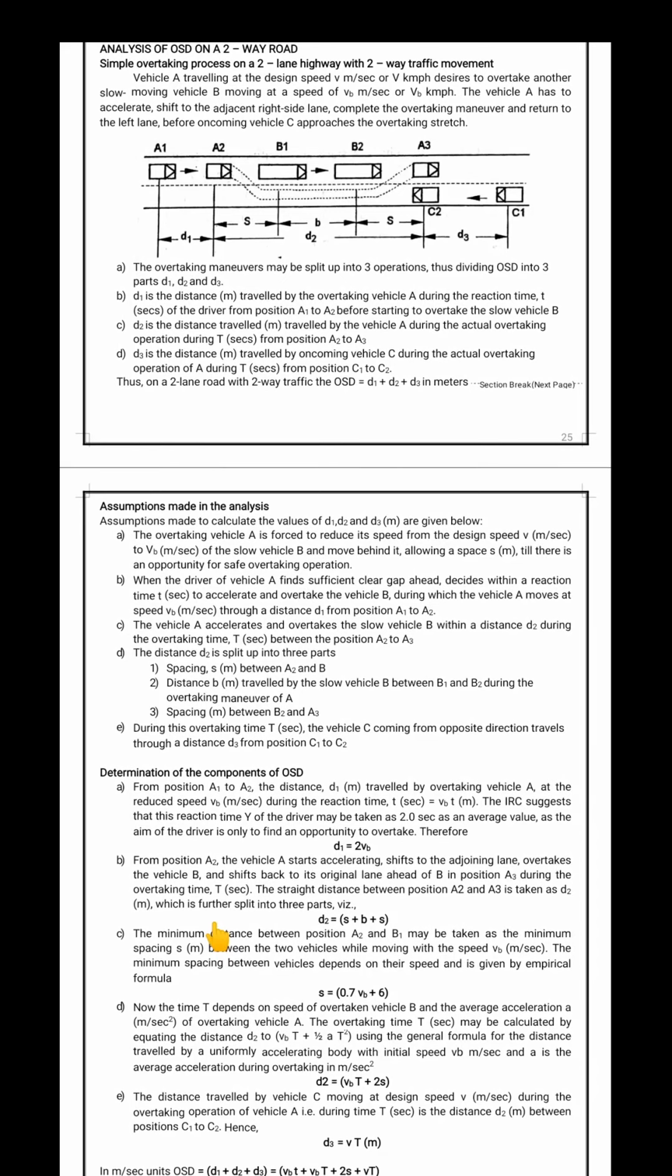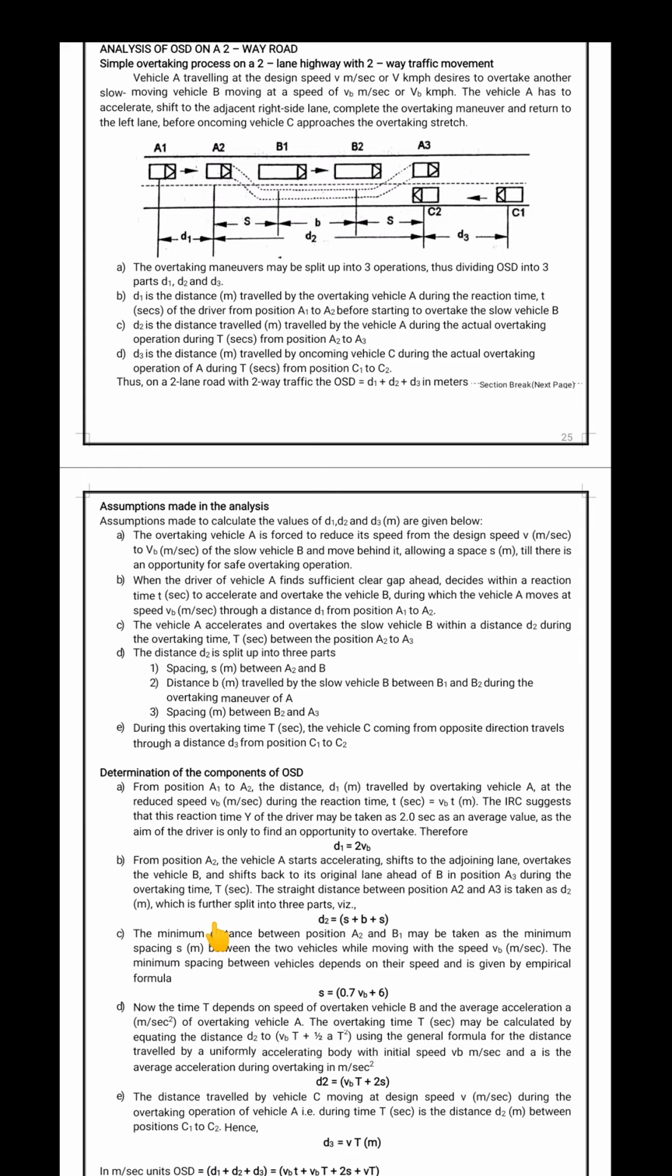Clear? Now during the overtaking time T, vehicle C coming from the opposite direction travels through a distance d3 from position C1 to C2. Vehicle C has its own velocity, which we consider as v, and it moves from C1 to C2 during this overtaking operation time capital T. These are the assumptions. Now we'll determine what d1, d2 and d3 are, and how to calculate them.